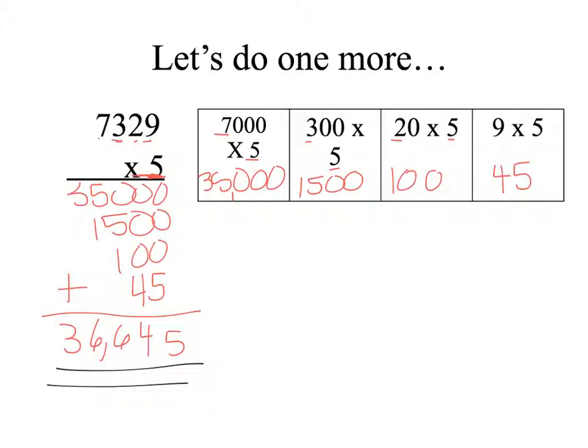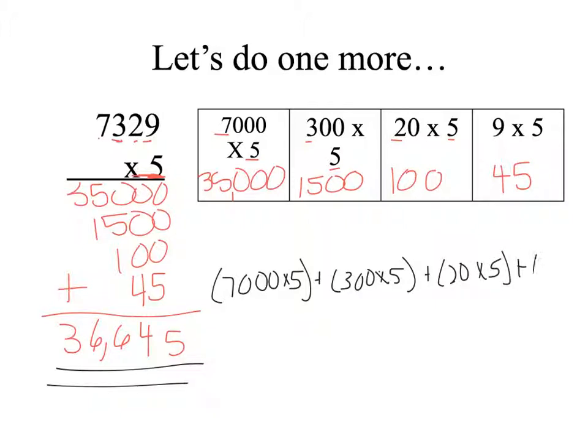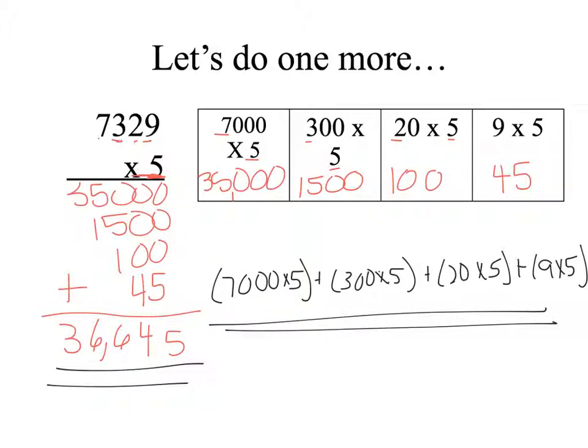Now let's use our thinking or our box to write the equation that matches this problem. The first thing we solved was 7,000 times 5. We added 300 times 5. We added 20 times 5. And then we added 9 times 5. This equation can be used to solve this problem. Take a moment if you're not finished. Make sure you have this example copied into your notebook.